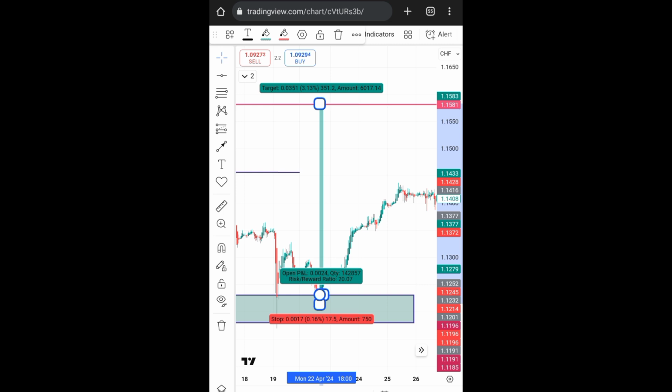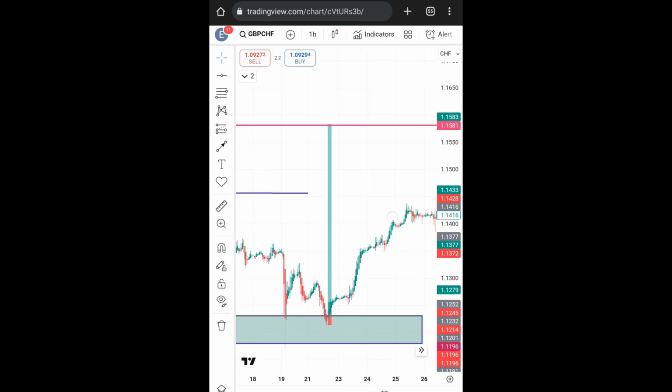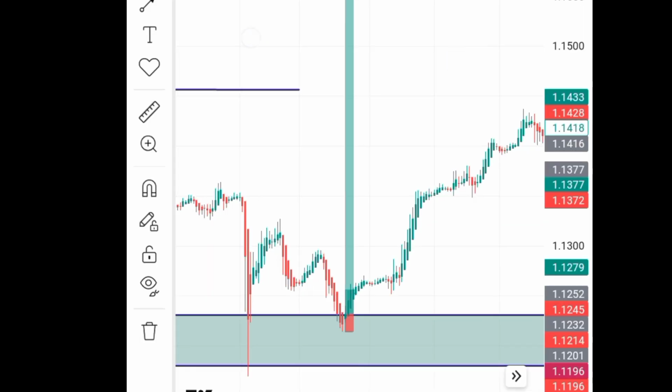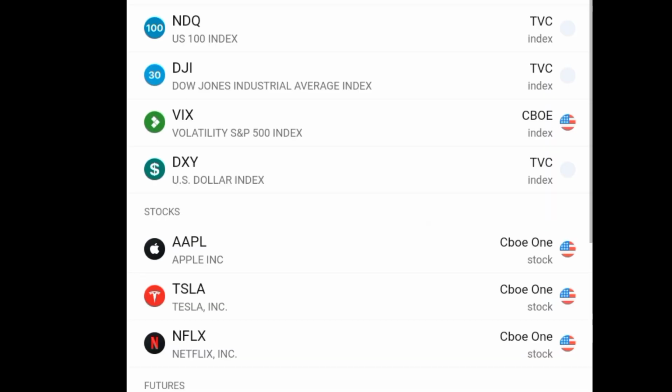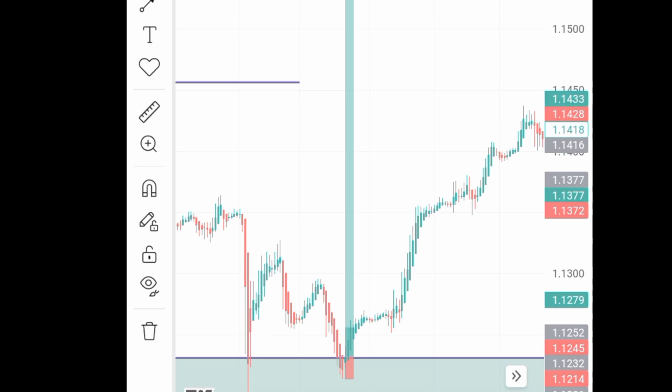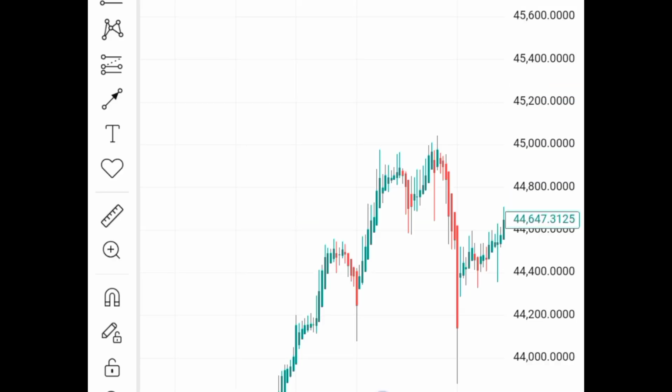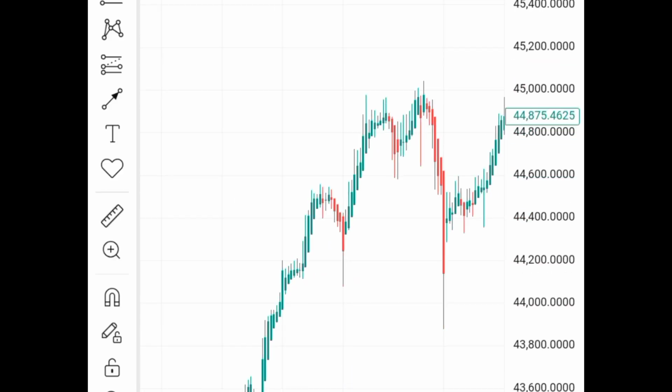So let us look for another pair. Let's just choose a random pair and check if we can still see this setup. So this is a buy scenario. Let us look for a sell scenario. Let's just use a pair like Nasdaq, no, Dow Jones. Let me just use the Dow Jones.